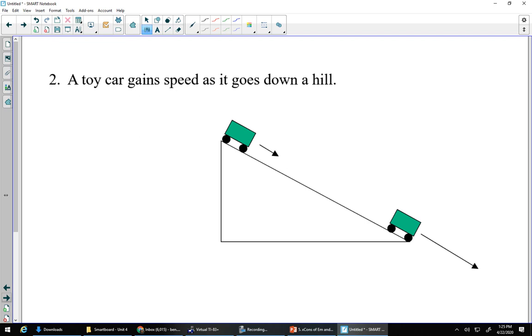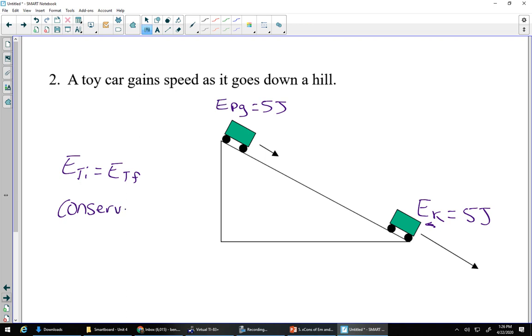So then you probably already picked out, this one is going to be conservative. So at the top, we've got EPG, or at least could be conservative. At the bottom, we've got kinetic energy. And if I had, say, 5 joules of gravitational potential energy at the top, and at the bottom, I've still got 5 joules of energy, it's just kinetic now. This would be conservative because our total initial energy is equal to our total final energy. So this one is, or at least could be, conservative.